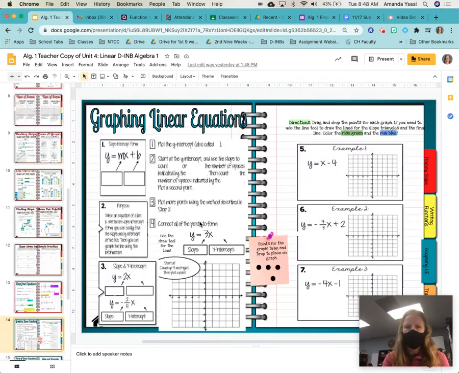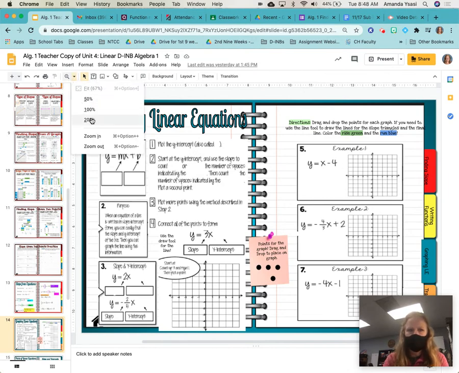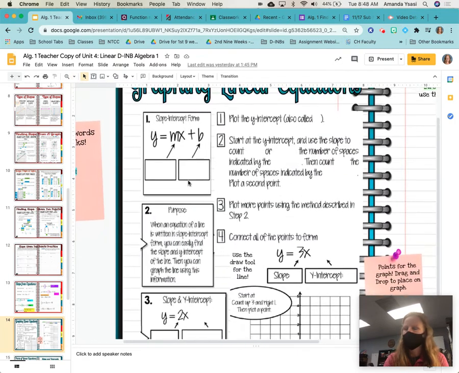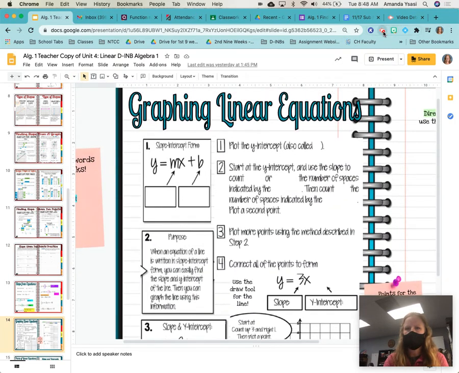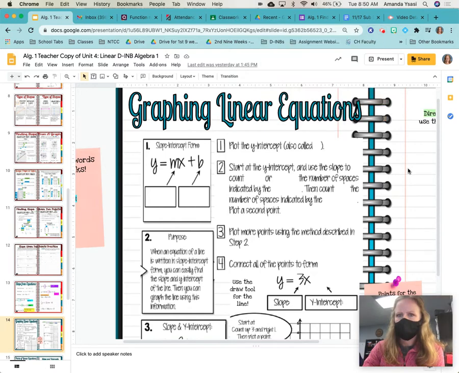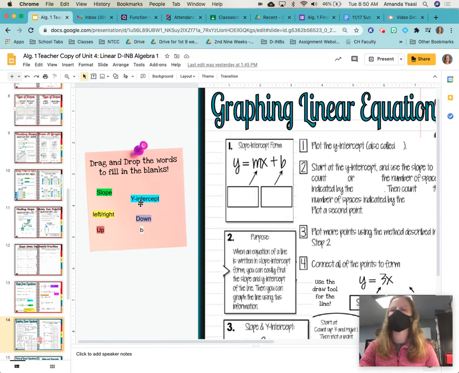All right, so we're going to go to graphing linear equations. Whenever we first started talking about the skills that you're going to learn for this unit, a lot of people felt pretty comfortable graphing linear equations. So we are going to do a review on this, and then the assignment will be about just graphing. I'm going to zoom in on my left-hand side. Okay, so graphing linear equations, we are going to do some drag and drop to fill in the blanks.